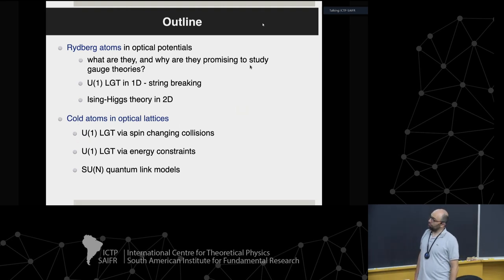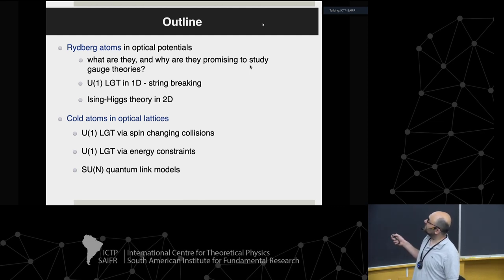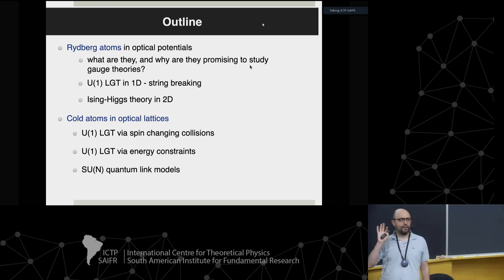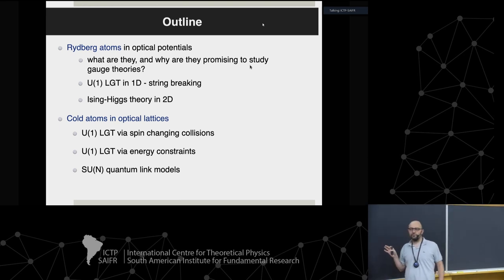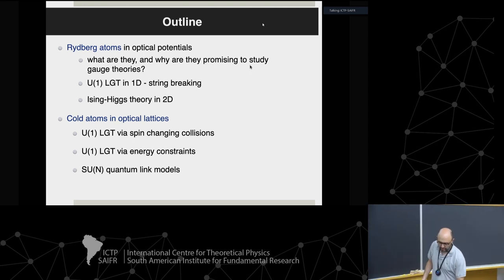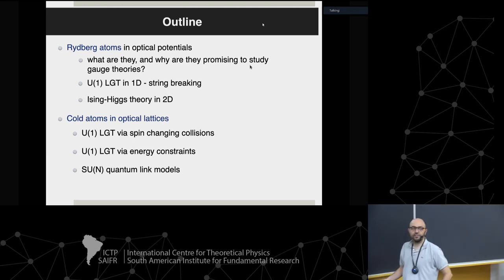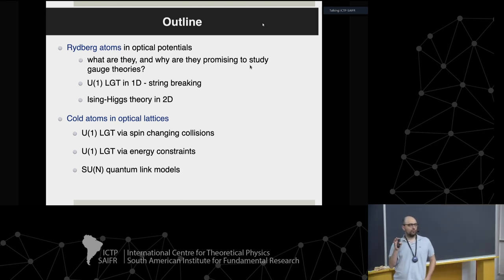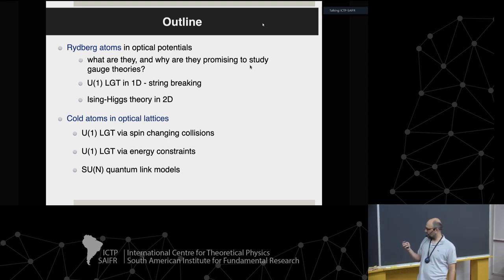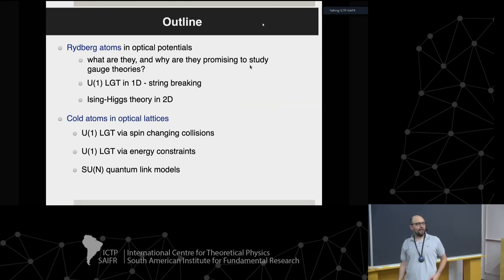So the outline is the following. First, I've tried to divide this kind of implementation based on the platform. So the first part will be dealing with so-called Rydberg atom systems. And first, I will give you a short introduction of what these platforms are actually capable of, what the microscopic degrees of freedom at play are, and what the resulting interactions are. And I will try to give you an argument of why these are actually some of the best platforms to study gauge theories, okay? At least in the abelian case.